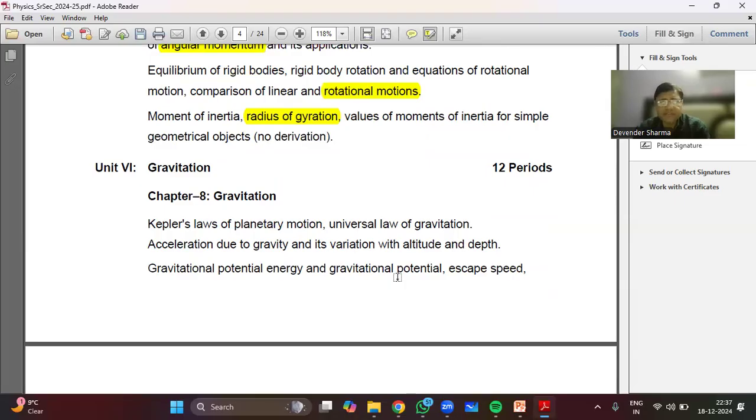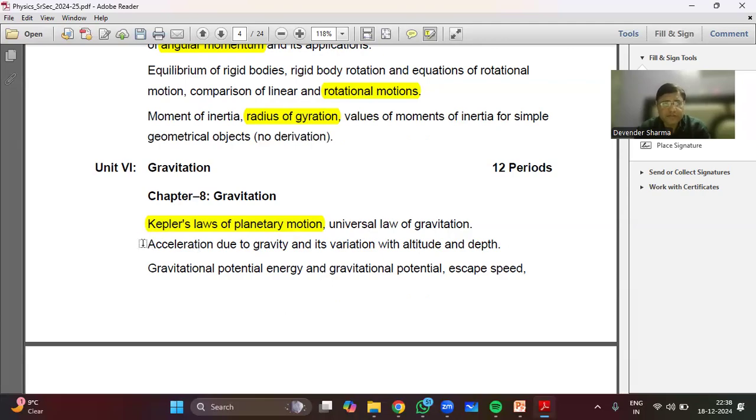Moving on to unit number six, gravitation. Kepler's laws you have to do. Some numerical part also, although Kepler's law proofs are not in our syllabus. T square is proportional to R cube, the third law. The numericals can come on that topic also.